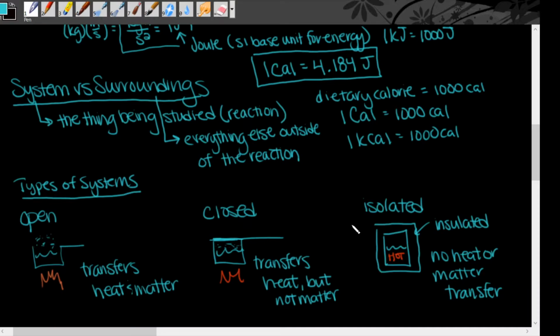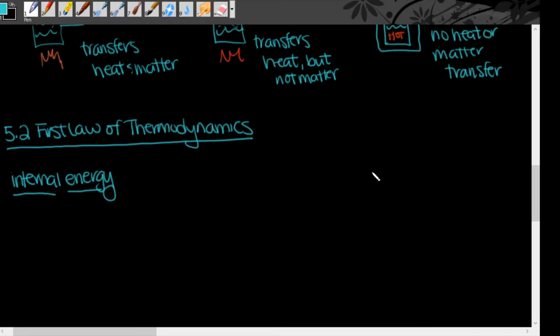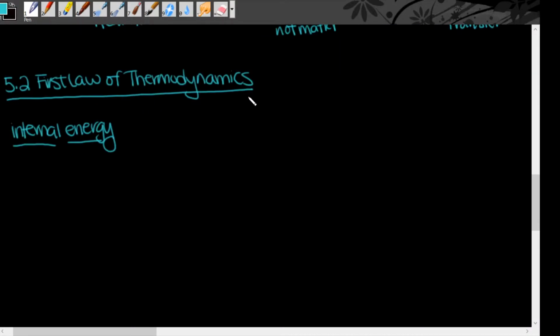Moving right along to section 5.2. The first law of thermodynamics. Oh my gosh, you guys, this is so important. First law, energy is conserved. Boom. How easy is that? Now, when we're talking about energy, we can also call it the internal energy of the system. This is really what we're talking about here. The variable for energy is E.